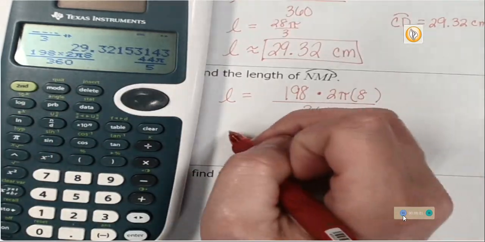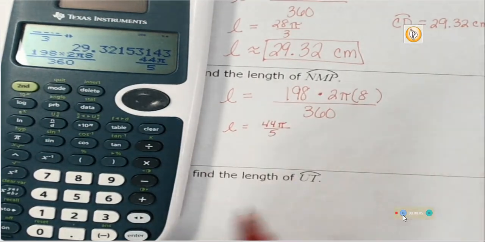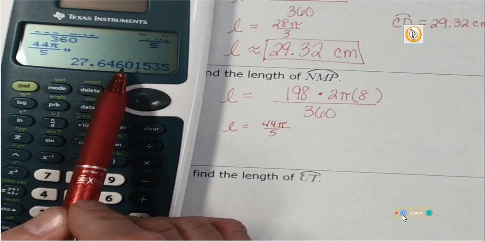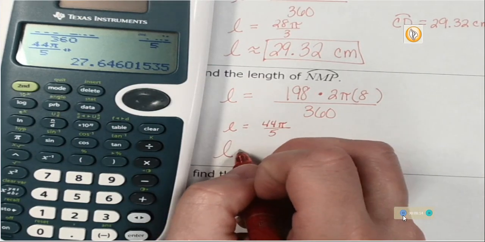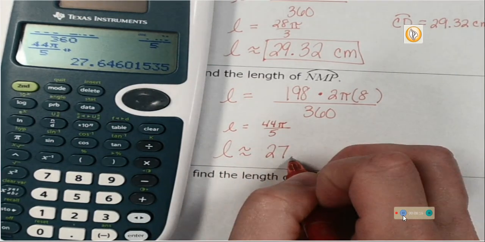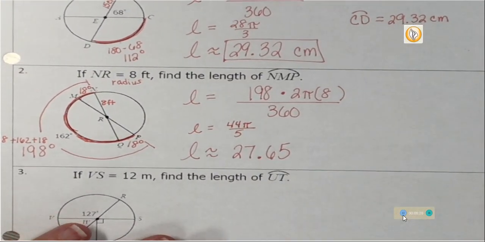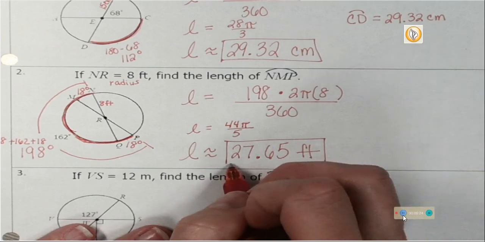So now my length equals 44 pi over 5, but that doesn't mean anything to me because I want to round to the hundredths place. What is a 6 going to do to that 4? Make it a 5. Alright, so the length is approximately 27.65 what? Feet. Because this is a length, you're going to be tempted to say degrees.